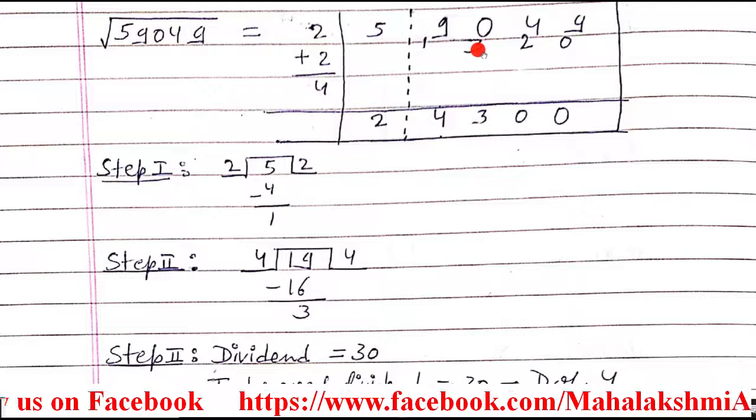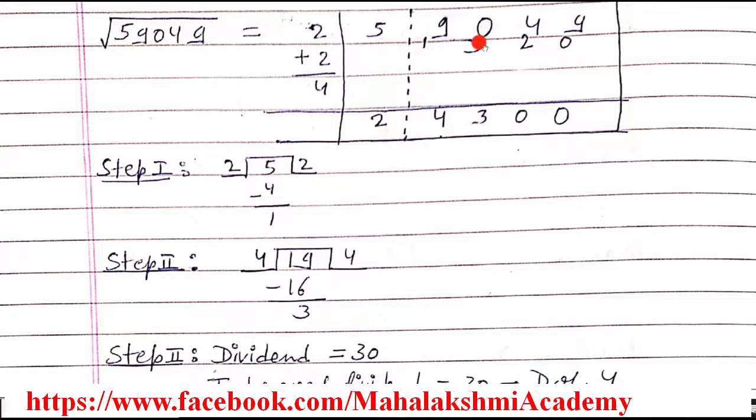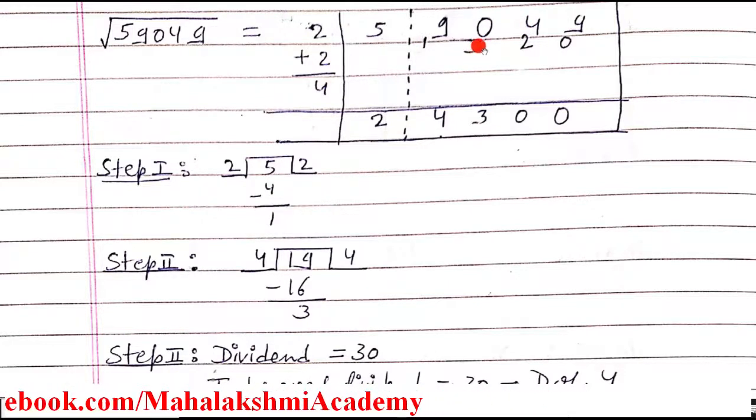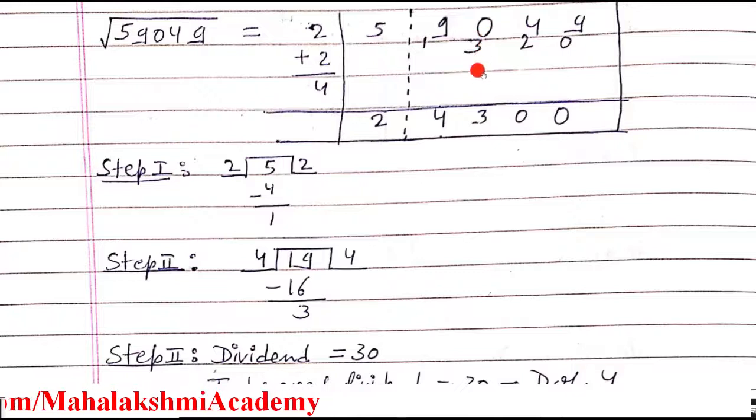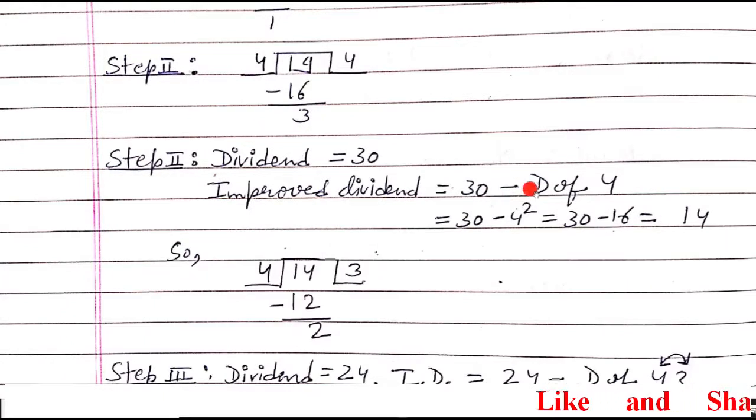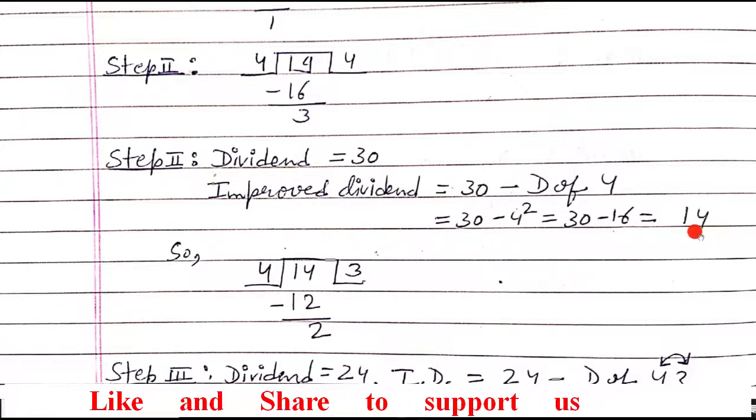Now for the next step, 30 is the dividend, but after the dotted line this is the second dividend, so we have to improve it. Before this, 30 is the column, and after the dotted line only 4 is there. So from this 30 we have to subtract the dvandva of this 4. So we get 30 minus d of 4. For a single number, dvandva means we have to square it. So 30 minus 4 square, which is 16. So we get 14 here.